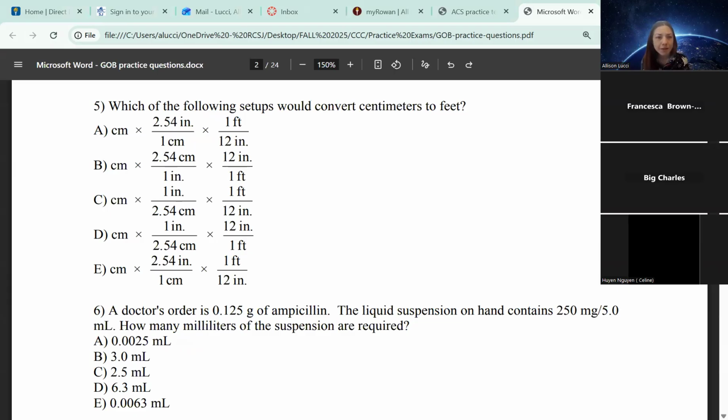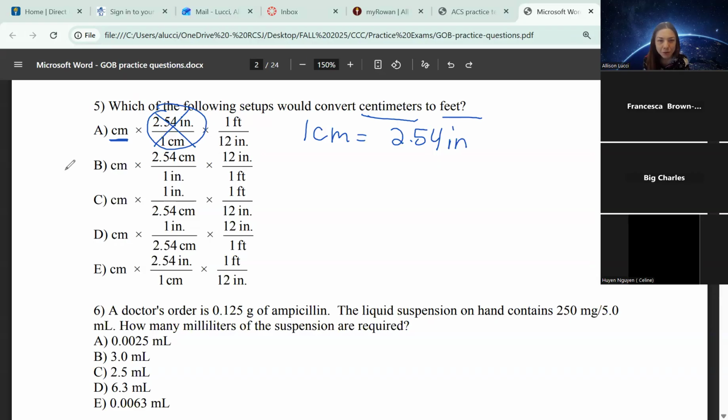I do want to remind you guys to make sure that your units cancel. So say you have a problem like 5, this just asks us what do we need to set up here. So we want to go from centimeters to feet. This is very generic, so we don't even know how many centimeters we have. You could plug in a value if you want, but we start with centimeters, and then we see the conversion factor here that would tell us that 1 centimeter equals 2.54 inches. So this is set up incorrectly, this conversion factor. So A is not a good choice because of that.